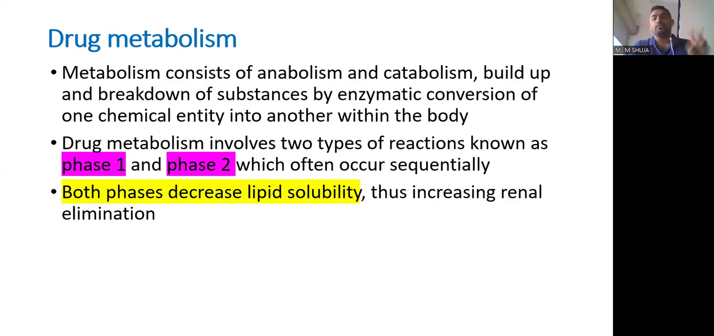There are two types of reaction: phase 1 reaction and phase 2 reaction. Both phases decrease lipid solubility. That means increased water solubility. So it facilitates the renal excretion.